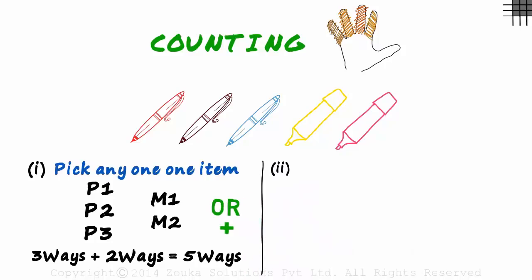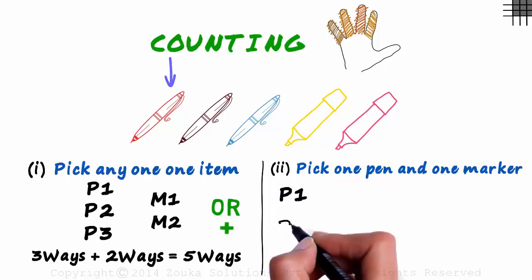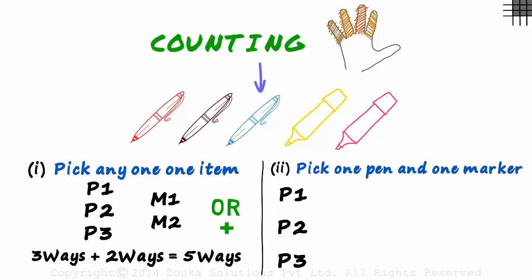Now let me ask you another one. In how many ways can we pick 1 pen and 1 marker? Tell me what you think. We have to pick a pen and a marker. In how many ways can we pick a pen? We pick either the first or the second or the third. Now having picked 1 pen, we need to pick a marker.